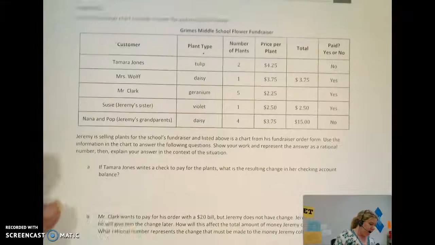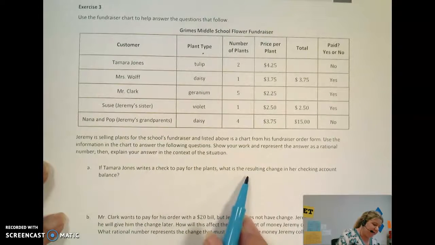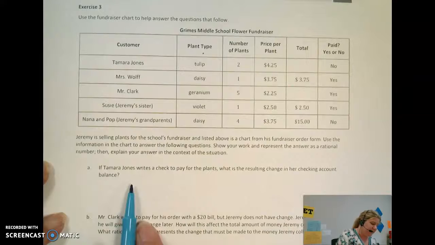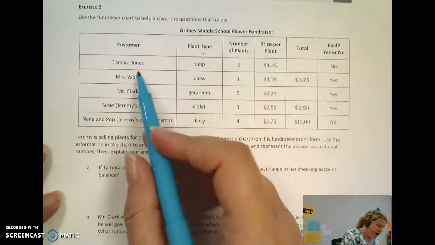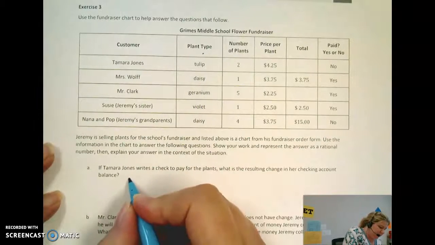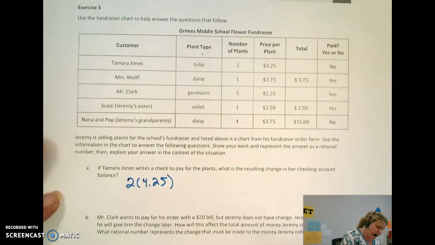So, here we go. If Tamara Jones writes a check to pay for the plants, what is the resulting change in her checking account balance? Okay, so she buys 2 plants and they're $4.25 each.